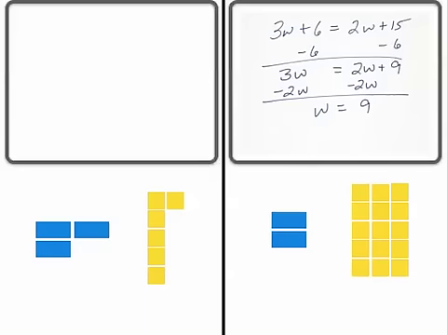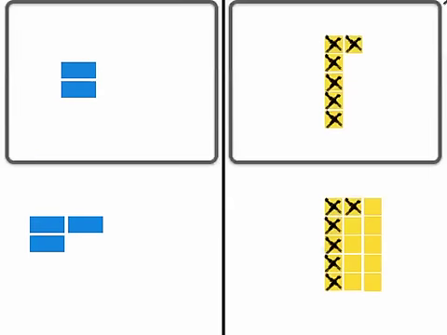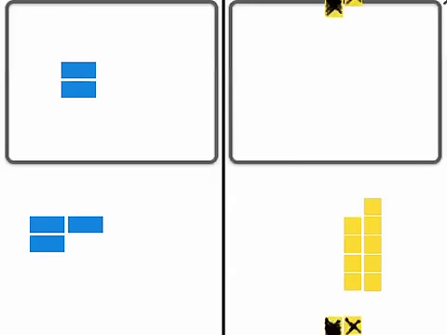Let's see how that works with our algebraic tiles. Okay, we have -6 on the right-hand side up in our rounded off rectangle. And so we need to take 6 off of our positive 15. So let's go ahead and do that.